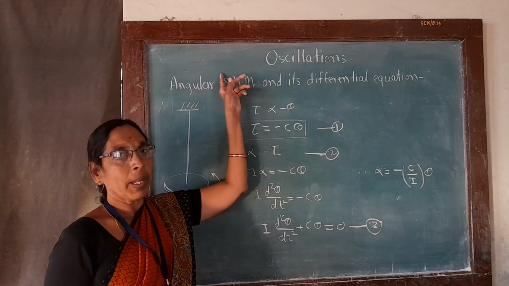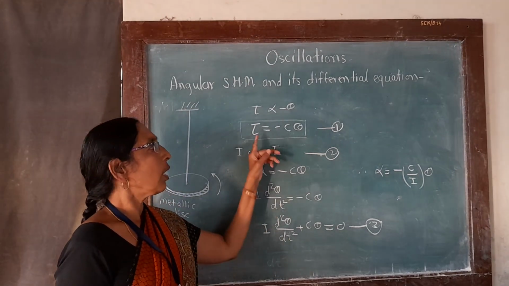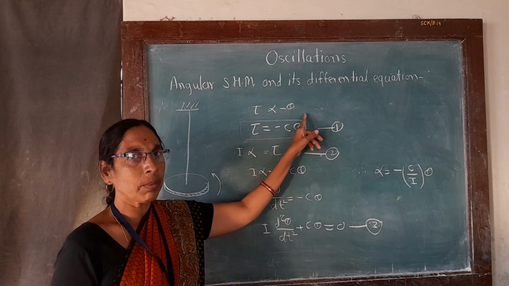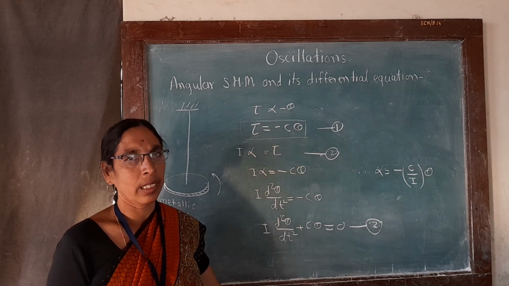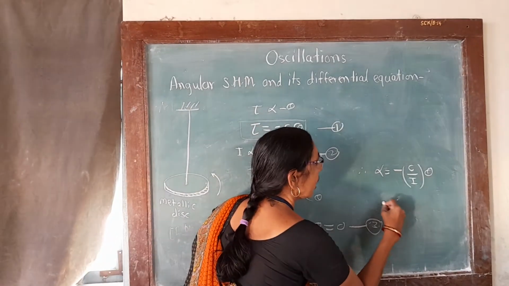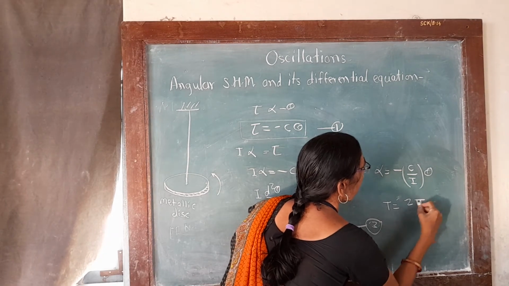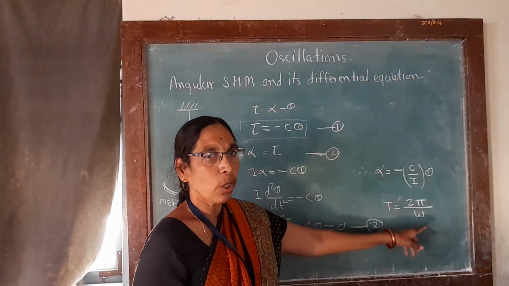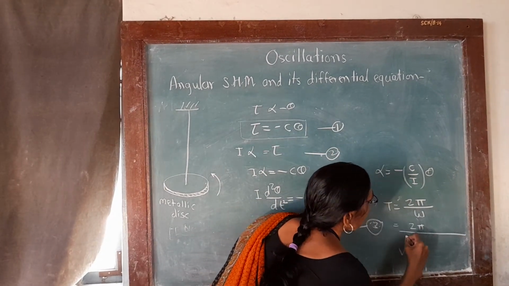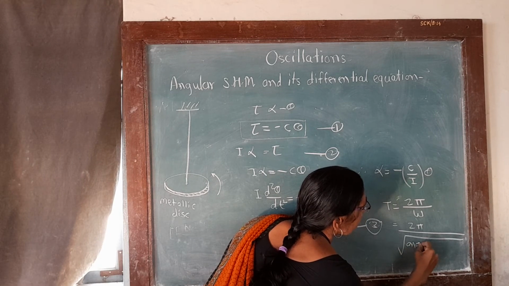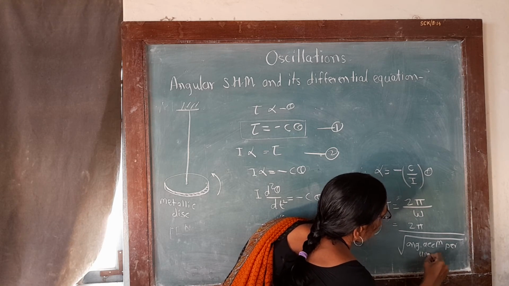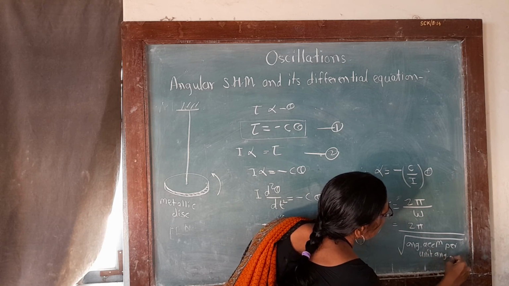Angular SHM is defined as the oscillatory motion in which restoring torque or angular acceleration is directly proportional to angular displacement and they are oppositely directed. Okay, then the period of this angular SHM is given by T is equal to 2 pi divided by omega, and the value of this omega is the square root of angular acceleration per unit angular displacement.